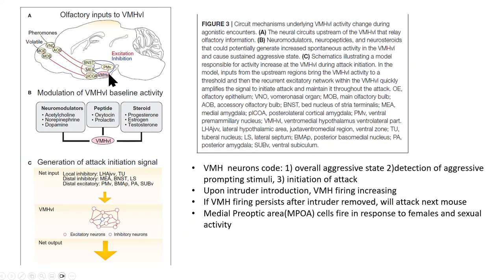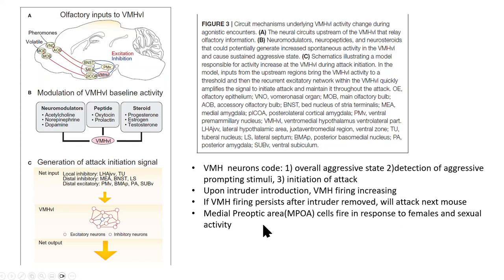And this just shows you the various inputs into the VMH, such that the VMH neurons code the overall aggressive state, like how irritable the mouse is, how quickly it detects the aggressive stimuli, and how quickly it initiates the attack. So the minute the mouse sees the intruder, the VMH firing starts to increase, and if it continues to be active after the intruder is removed, then the mouse, he's a bully, he's not done. He'll go after the next mouse.